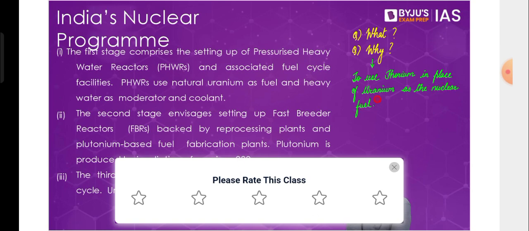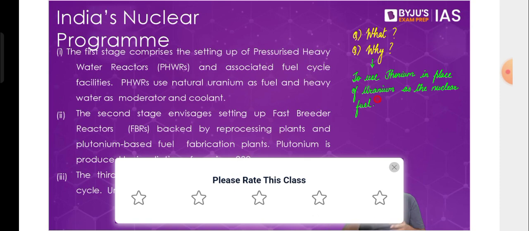Now, why thorium? Why do we want to use thorium instead of uranium? Because of the abundance of thorium. See, we have a very limited quantity of uranium available in India, whereas when it comes to thorium, we have an abundant amount, especially in the monazite sand of Kerala. We know that we have an abundance of thorium.